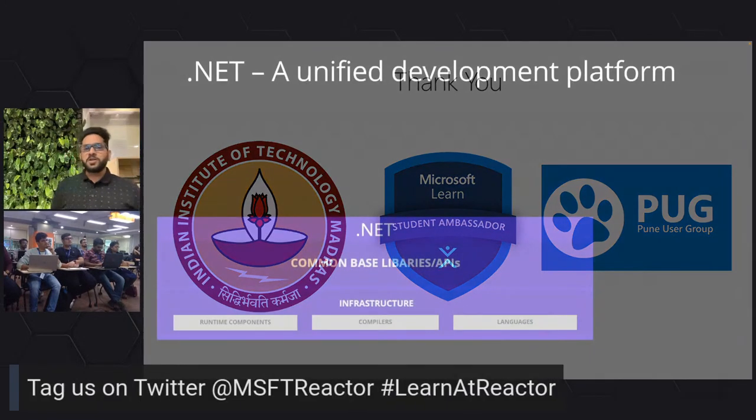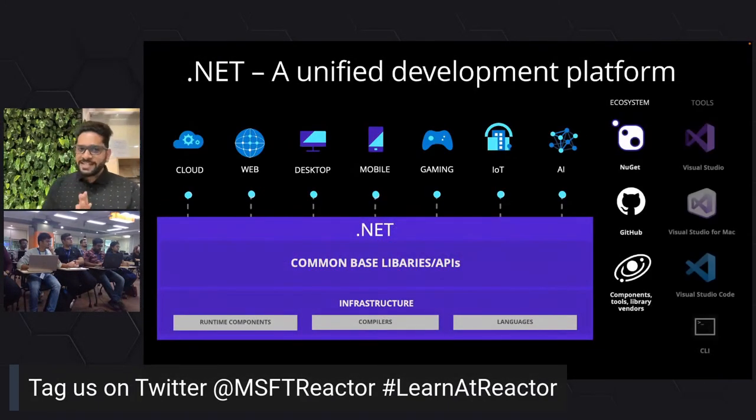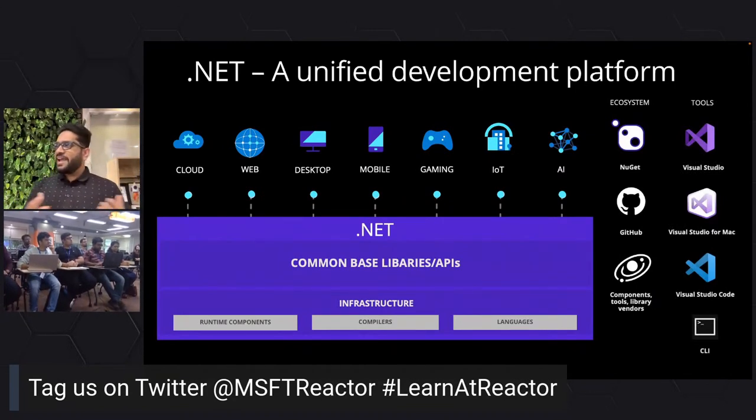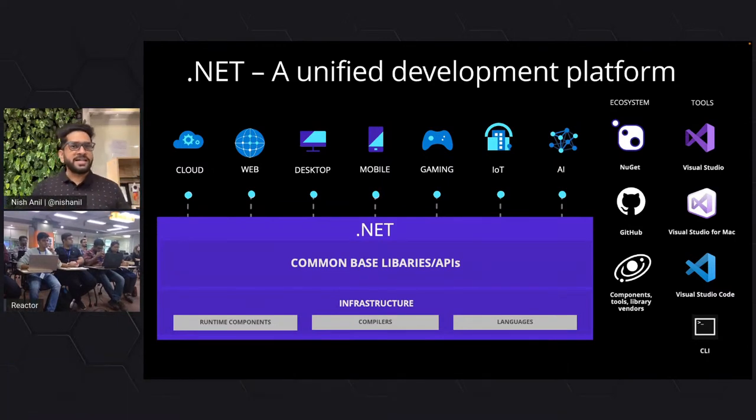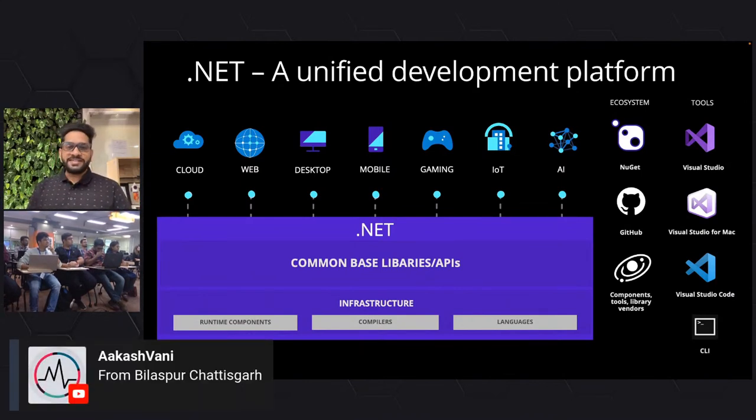Let's talk about .NET. .NET today is a unified platform where you can build anything and everything in the developer space. You can build for mobile, which we're going to look at today, for web, for cloud, for IoT, and gaming. With just .NET and C# skill sets, you can build technically anything right now. .NET has the base class libraries, and under those are infrastructure components like runtime components, compilers, and languages. You also have a beautiful tool set like Visual Studio, VS Code, and more.